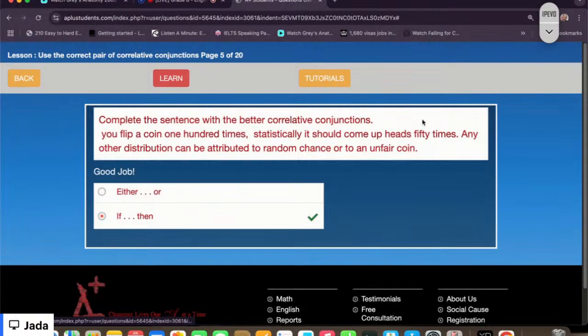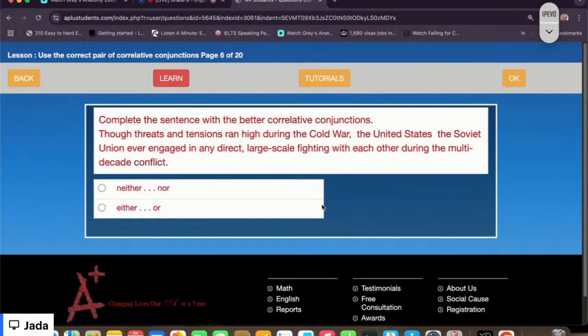If then, okay. So, though threats and tensions ran high during the Cold War, the United States and the Soviet Union never engaged in any direct large scale fighting with each other during the multi decade conflict. So, first or second?